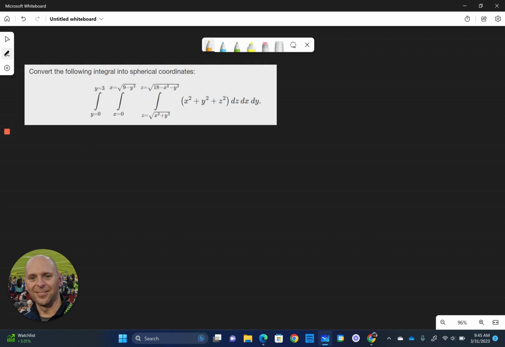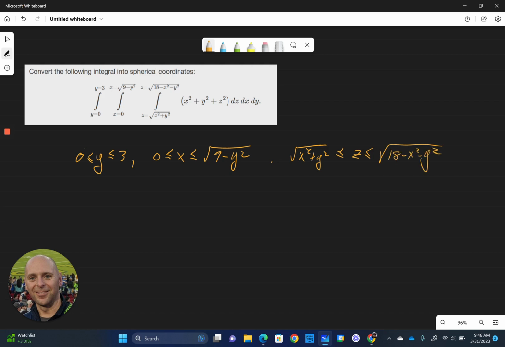So let's write out those ranges of values now. We have 0 less than or equal to y less than or equal to 3, 0 less than or equal to x less than or equal to the square root of 9 minus y squared. And the last one, the z values go between square root x squared plus y squared and the square root of 18 minus x squared minus y squared. So there's our ranges of values.